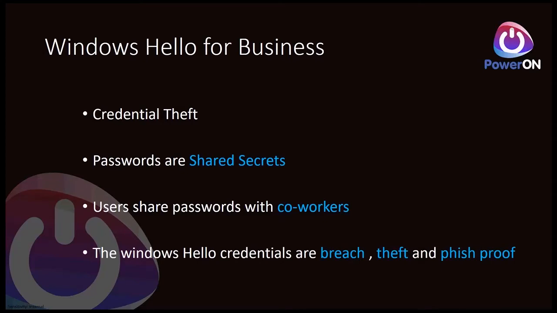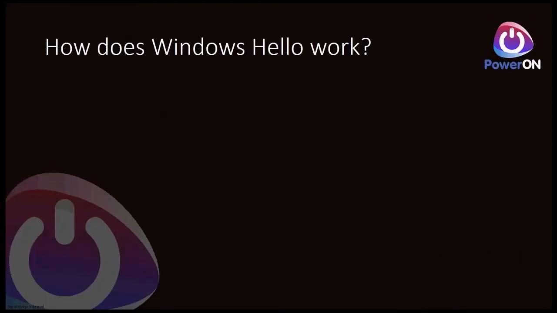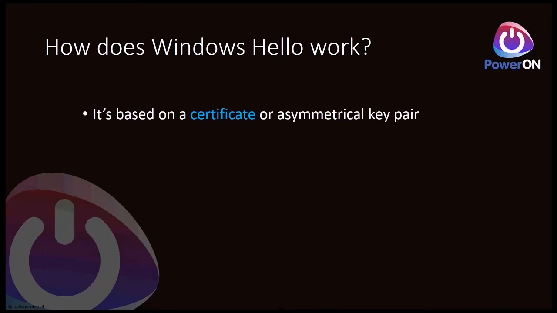So Windows Hello credentials are breach, theft, and phish resistant. That's really because of the fact that, unlike passwords, the credentials are not based on shared secrets. It's basically based on asymmetrical keys. So how does Windows Hello work? It's based on a certificate or asymmetrical key pair. So what does that mean?